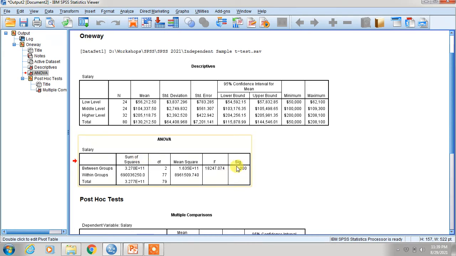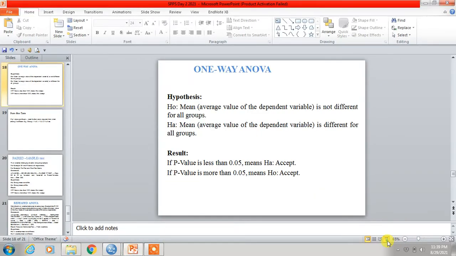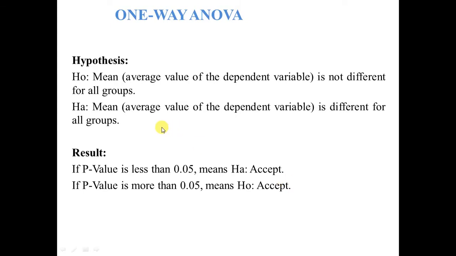We are supposed to consider this value. This is the p-value. If this p-value is significant, it shows that the alternate hypothesis is accepted. The alternate hypothesis was that the salary of the employees at different group levels is different from each other. You can see I have also written here that if the p-value is less than 0.05, it means that we will consider the alternate hypothesis. So it shows that the salary among these three different groups is not similar.